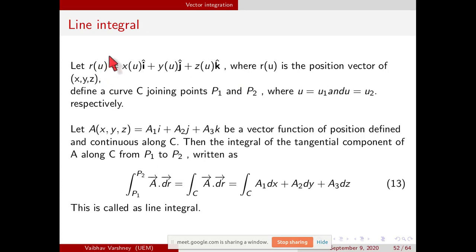So first is the line integral. If R is any vector x(u), y(u), z(u), and we have to integrate this along a curve. There is one curve from P1 to P2, and that curve can be of any shape. There are 2 points in space. Just make 2 points P1 and P2 and join them through any curve, as many S curves as you can make. So this is integration through that curve. The shape of the curve can be anything.